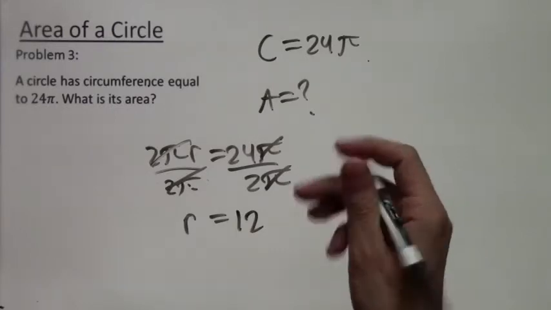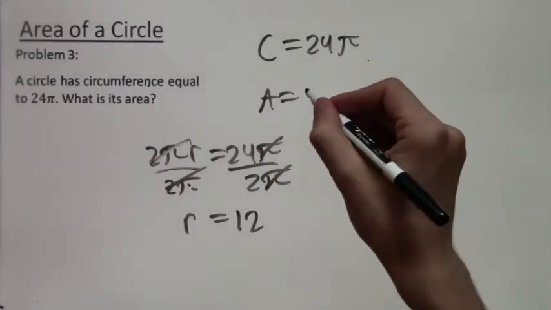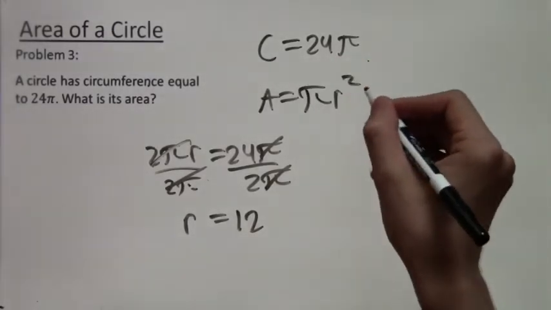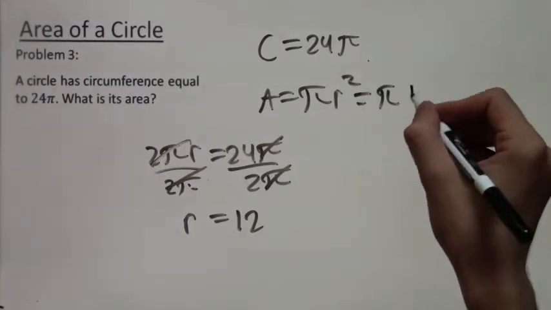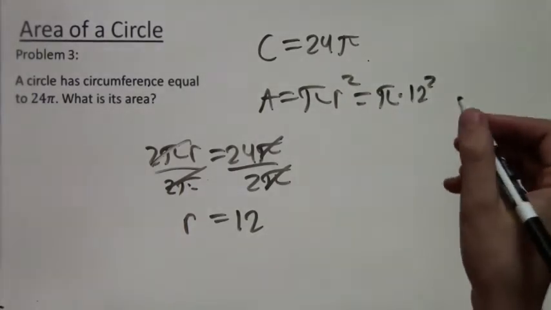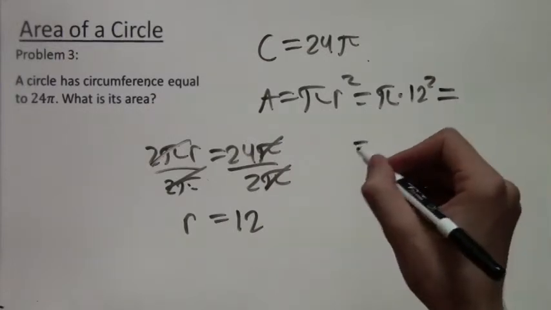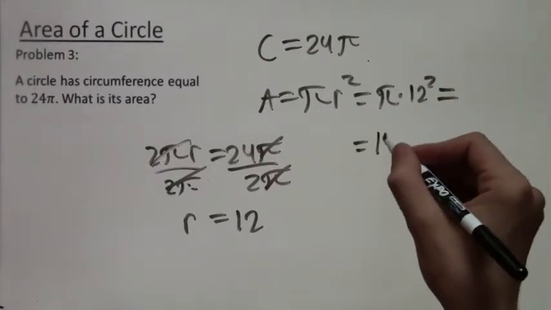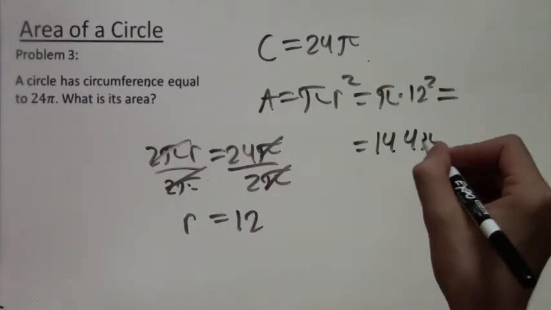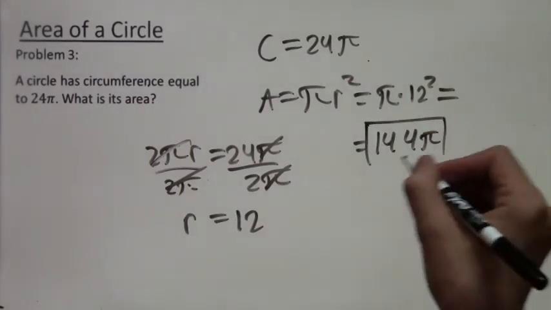r equals 12. But now this helps us find the area because the area is pi r squared. And now we have an r that we can plug in, 12. So I get pi times 12 squared, and 12 squared is 144. So we get 144 pi as the answer. And that concludes the problem.